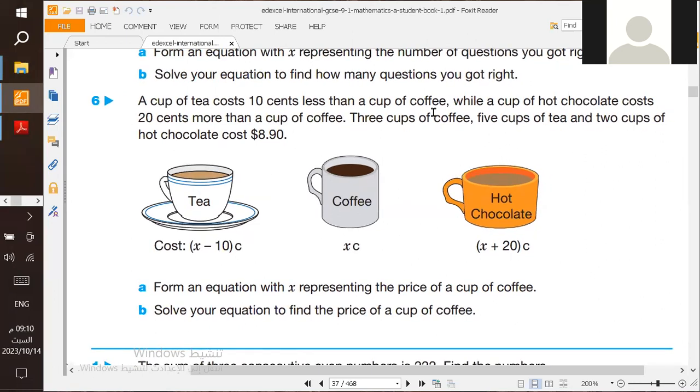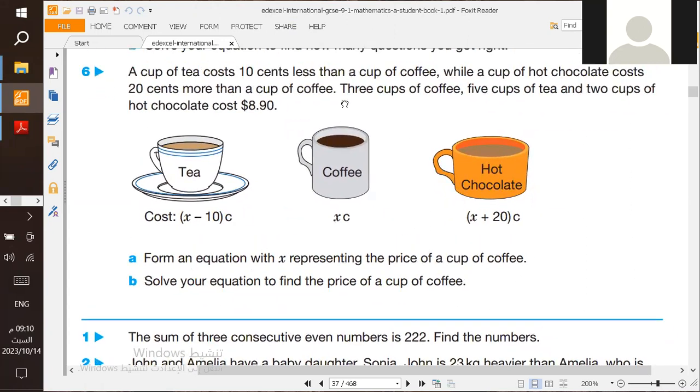3 cups of coffee. Okay, focus on this. So 3 cups of coffee, 3 out of these, 5 cups of tea, 5 out of these, and 2 cups of hot chocolate cost 8.90, or $8.90. Form an equation. So to write an equation with this one, let's do it here.